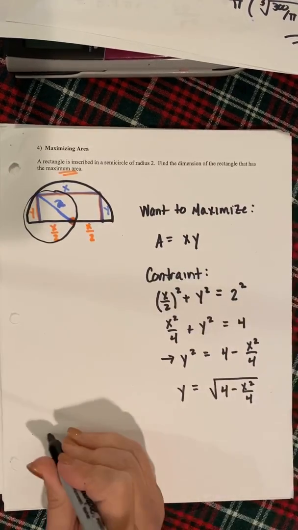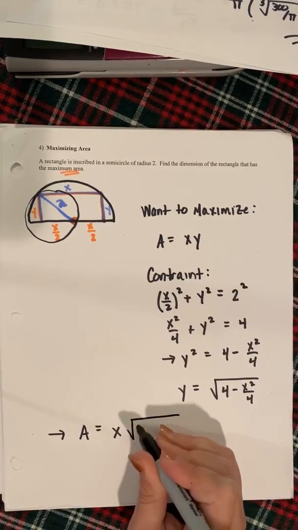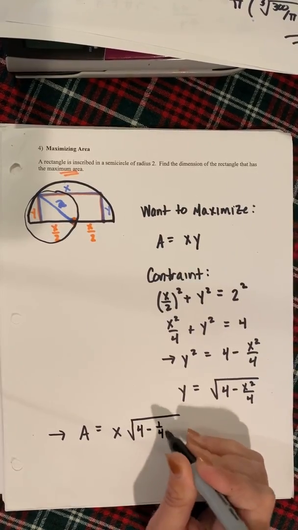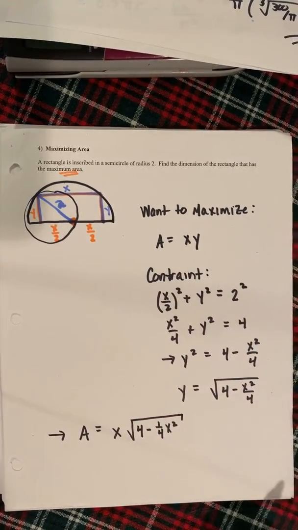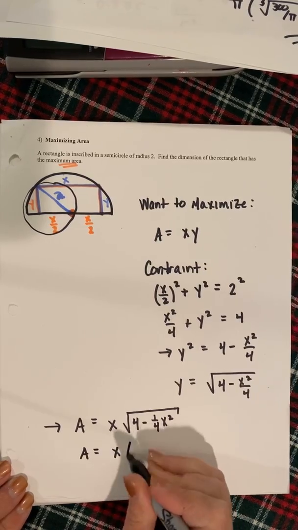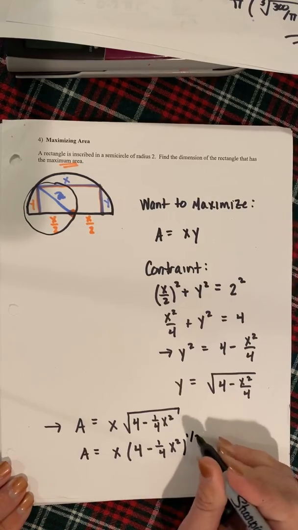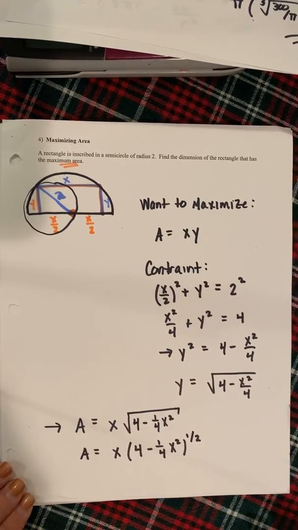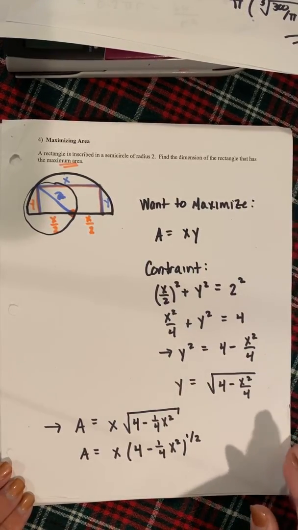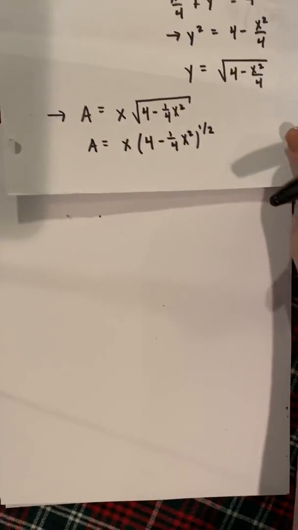Now we're going to plug that back into our area. So our area is x times y, or x times the square root of 4 minus, I'm actually going to write 1/4 x squared. It's not as painful looking. And that's what we need to maximize. So when I take derivatives, I like to turn radicals into fractional powers. All right, so we're going to take the derivative and set it equal to 0, or see where it's undefined. All right, so let's go, guys. Getting lots of practice with our derivatives here.